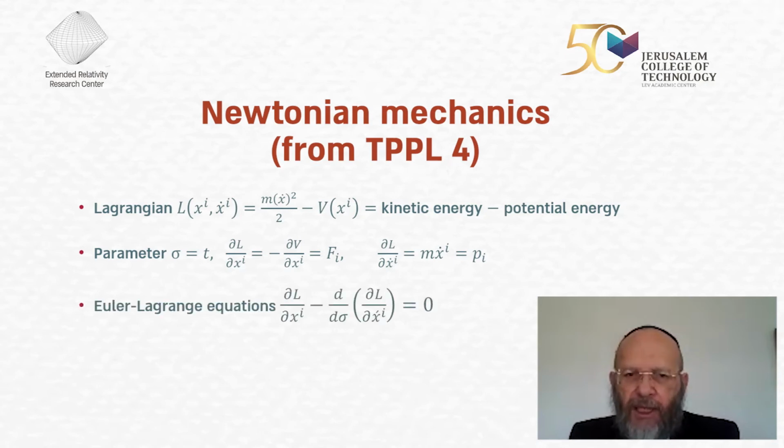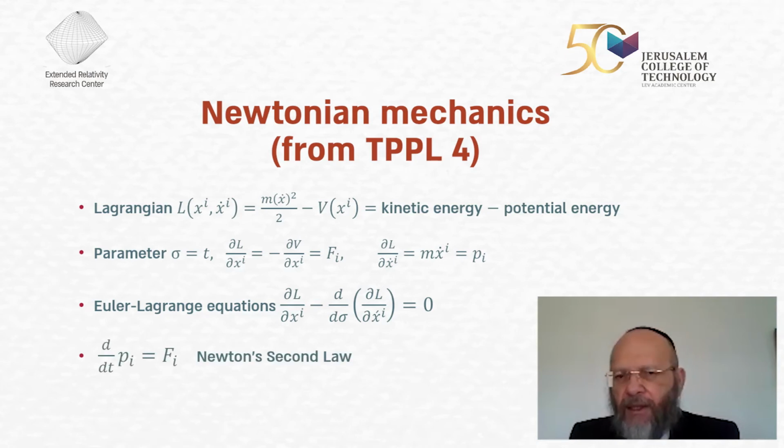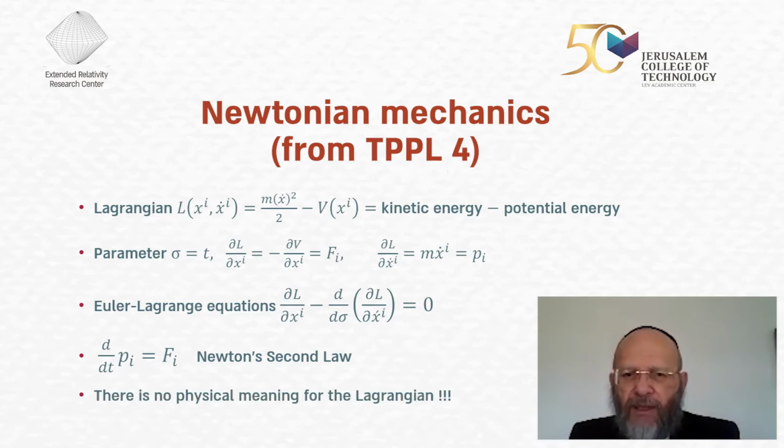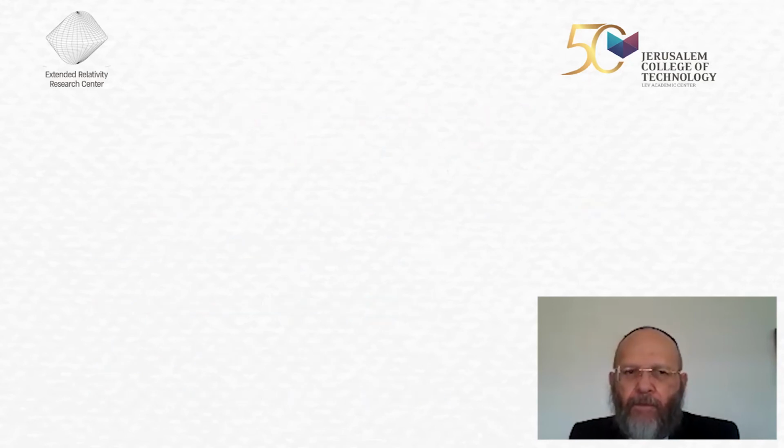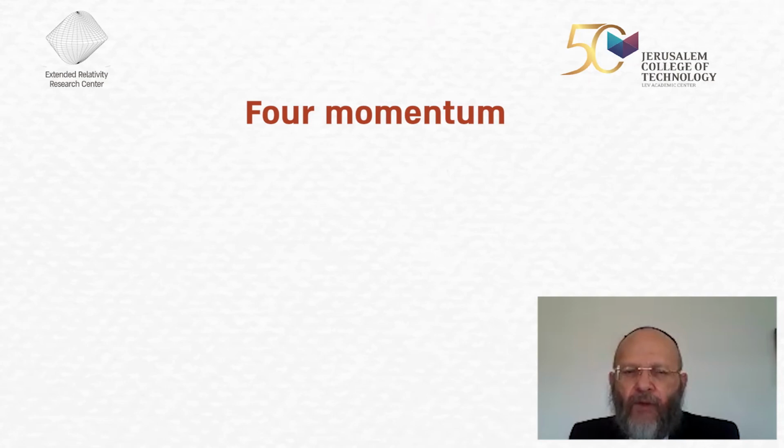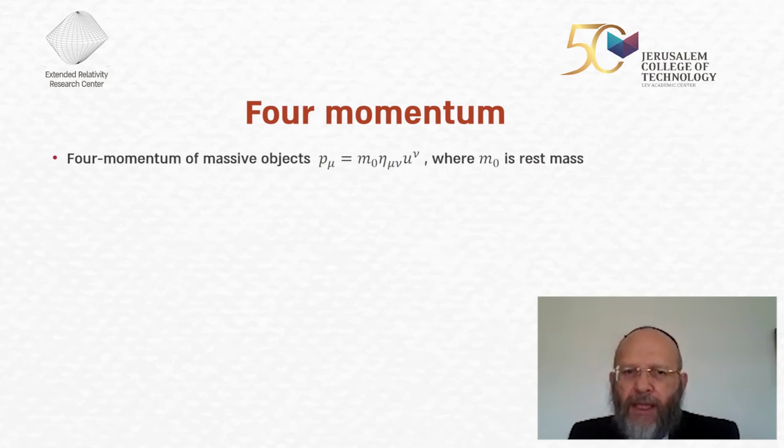The Lagrange equation we had was this one, which could be rewritten as Newton's second law, and we had a problem: there is no physical meaning for the Lagrangian. Now I want to define the four-momentum in relativity. Four-momentum. Here is the definition.